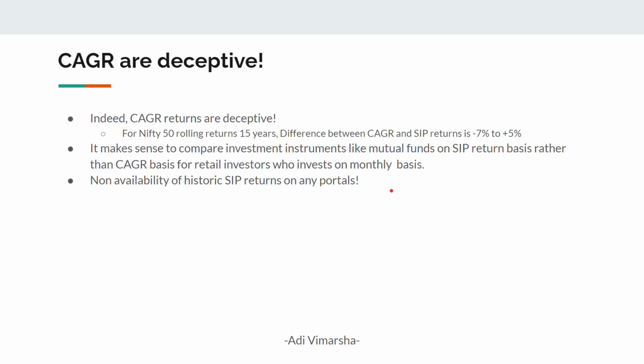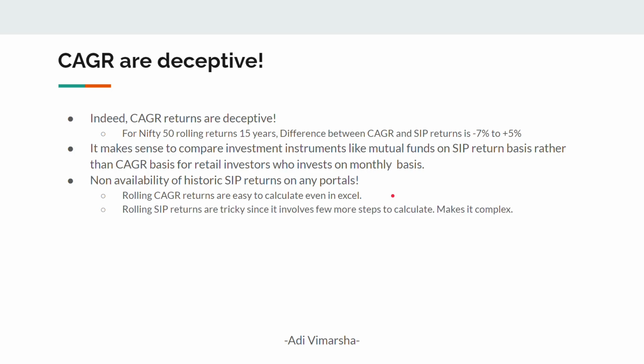We also have to consider the fact that there are very few historic SIP returns available on any portals, be it famous, commonly used websites or apps. The reason behind this is that rolling CAGR returns are easy to calculate, even in Excel. We just have to download the historical prices, and it is very easy to calculate because it just takes into account two values.